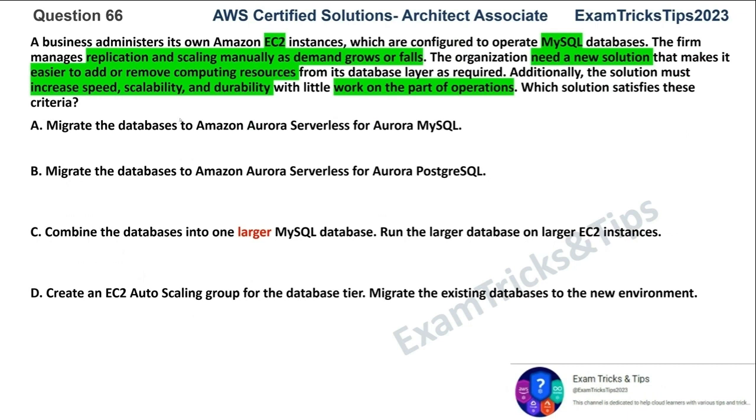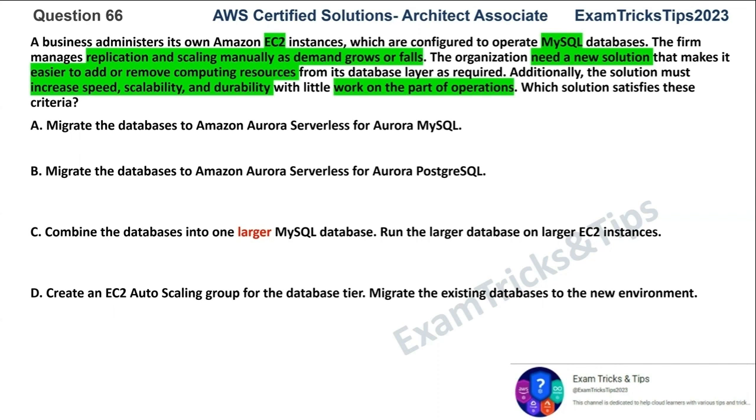So what do we have in terms of overall problem description here? We have Amazon EC2 instances that a business owns, and it operates a MySQL database. The firm manages replication and scaling manually. The organization needs a new solution that will make it easier to add and remove computing resources. So we basically need an auto scaling solution, a self-managed, managed service. Now let's see what options we have and what is the correct option out of all of this.